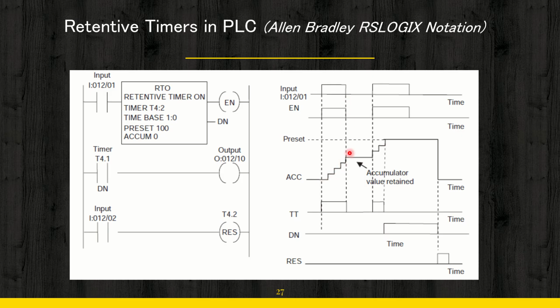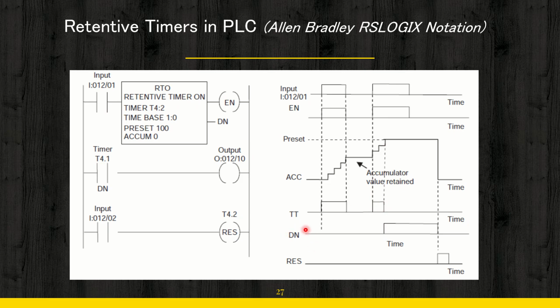You can find at this point the enable signal is absent. For some period the enable signal has remained absent, but the accumulator has retained its value. Again, when the enable signal is given, the accumulator has started counting and it will go up to the preset value. Now you can see how the TT will behave. TT is also present here. For the total time the accumulator is counting, the TT will remain high.